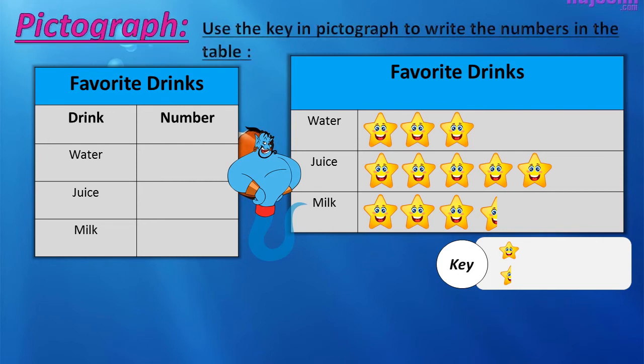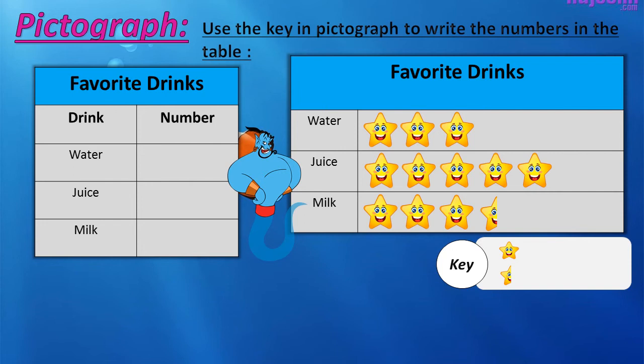Use the key in the pictograph to write the numbers in the table. Do you remember previously I told you each pictograph should contain 3 things. The first one, the title. Can you see the title here? Yes, it's already written. Favorite drinks. Number 2, the picture. Can you see the stars here? Yes, it's already drawn here.